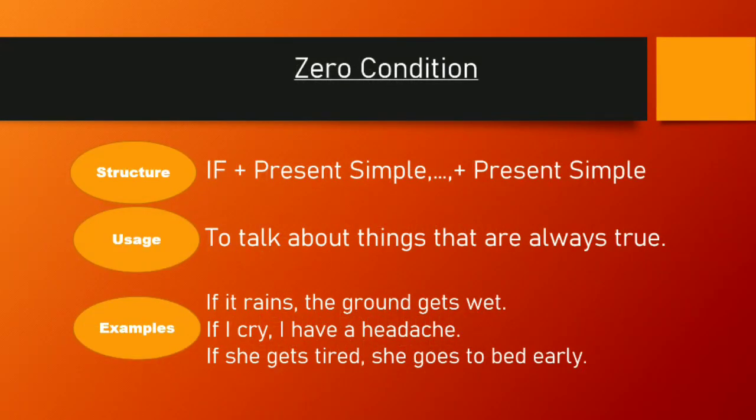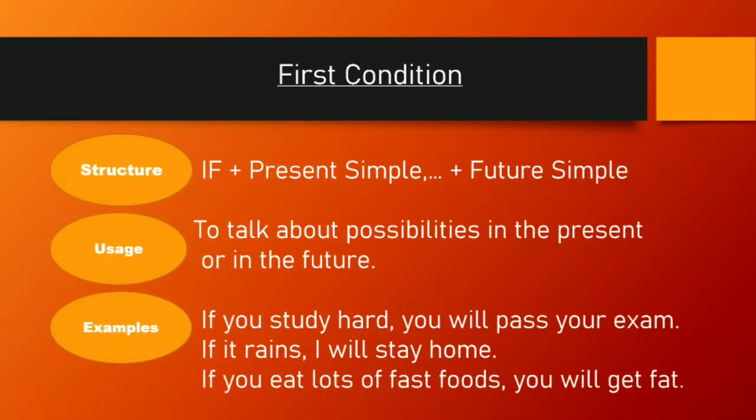I need to remind you again: if you want to talk about things that are always true, you use the zero conditional. The structure is if plus present simple plus present simple. But the first conditional is if plus present simple plus future simple, and its usage is to talk about possibilities in the present or in the future. I hope you get all my points for today's lesson.